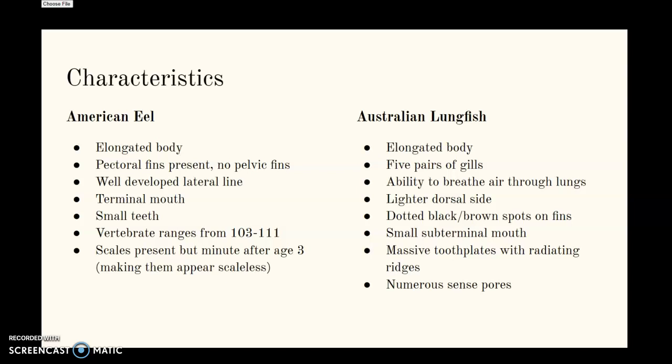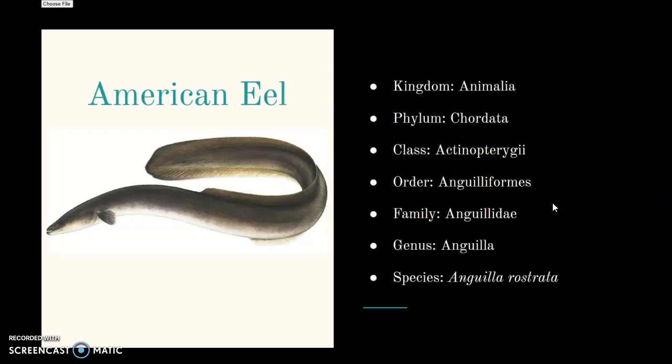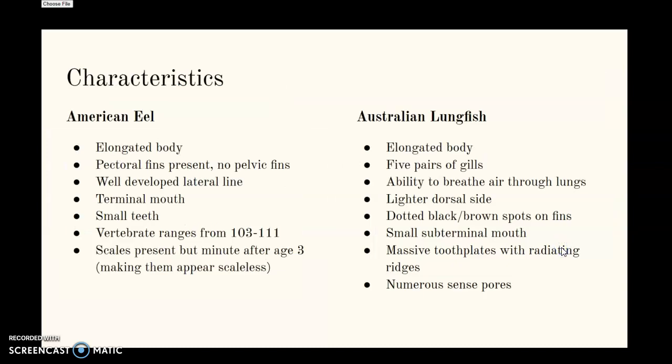So we're looking at the American eel. It has the elongated body, as you can see. That's the European eel, but if you look up, you can see the American eel. It has the elongated body. It's got pectoral fins, but no pelvic fins. The lateral line is well developed. It's got a terminal mouth, which makes it easier for feeding on the numerous sand areas and crustaceans. It's got very small teeth, and it has a vertebrae range of 103 to 111 vertebrae. The scales are present, but they're rather minute, so it kind of looks like they're scaleless, and they only appear after the age of 3.